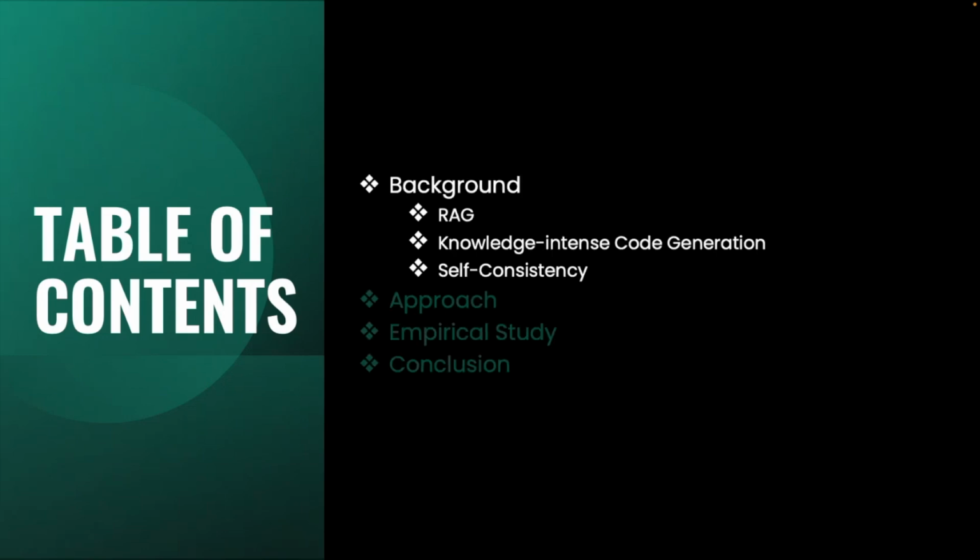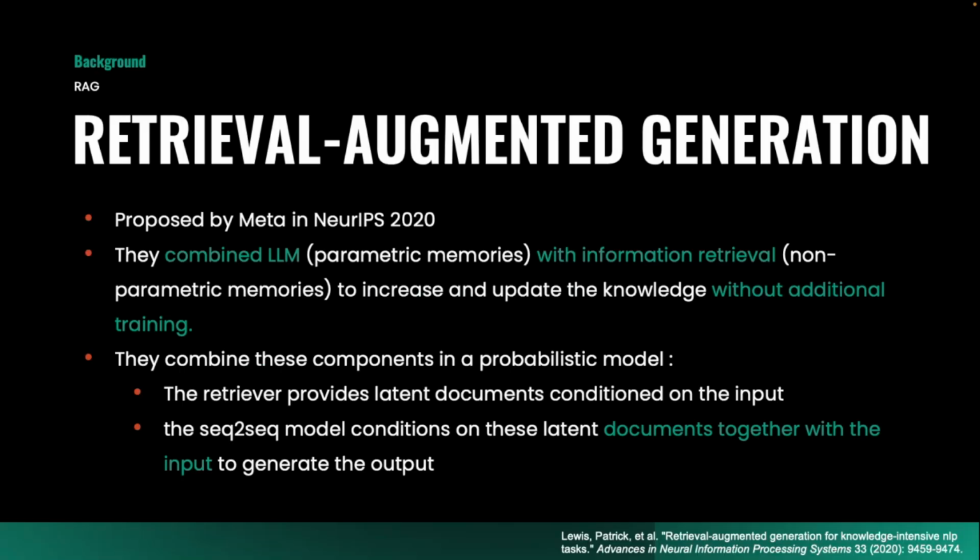The three main topics of the background that we then implemented in our approach are retrieval augmented generation, knowledge intense code generation, and the concept of self-consistency for large language models. The first one is RAG, Retrieval Augmented Generation. That is a very popular technology nowadays. It's very successful. It was proposed by Meta at NIPS 2020.